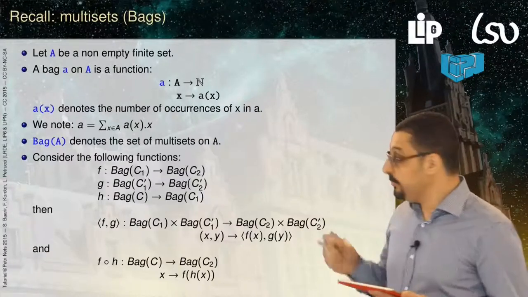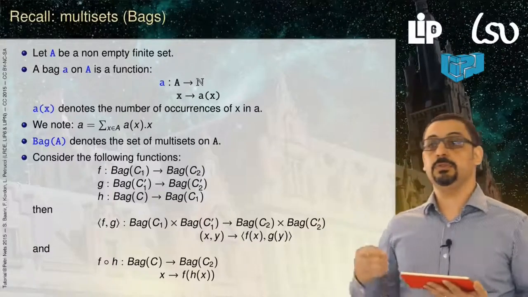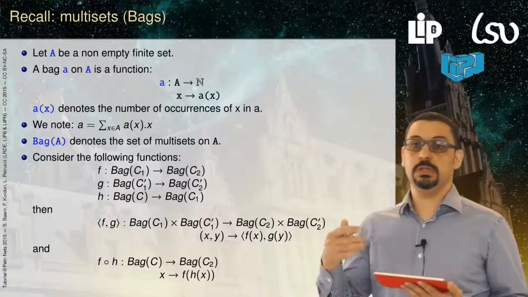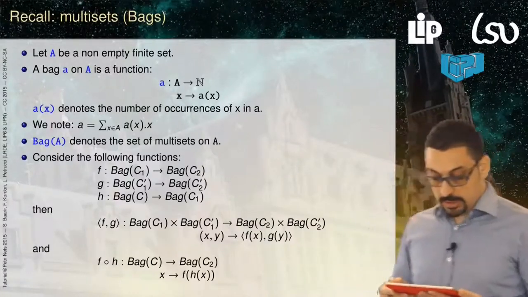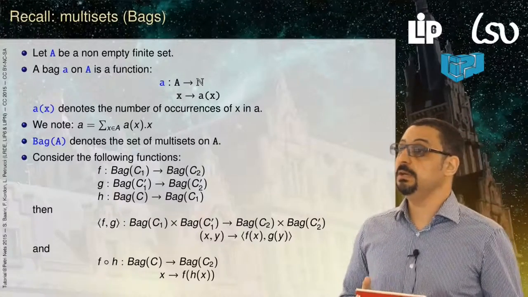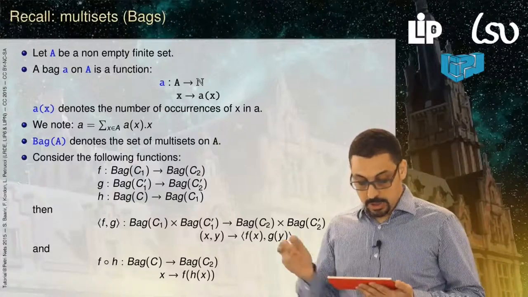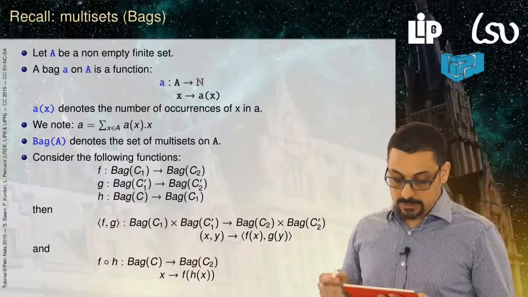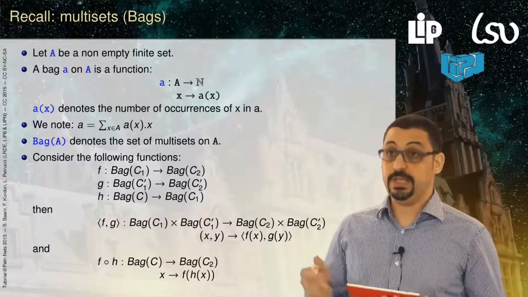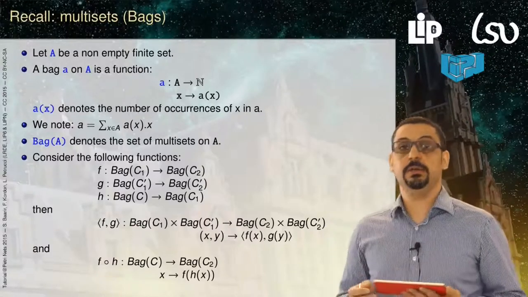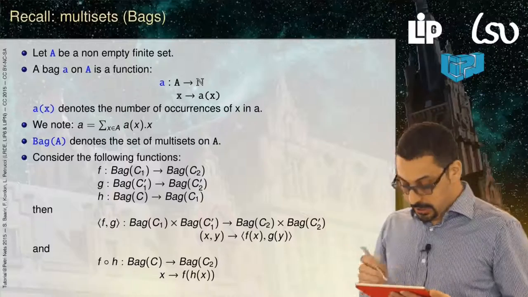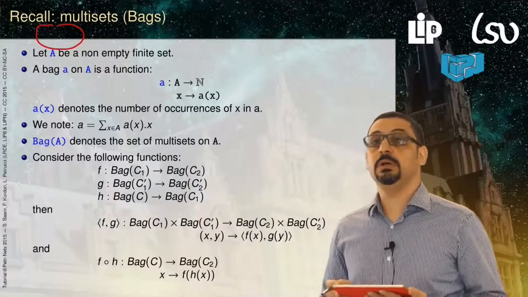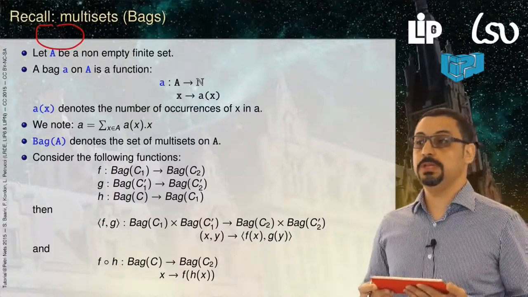Okay, but before getting deeper, we just have to recall some small notions that we will use in the whole presentation next. This notion is the notion of multisets, or bags, as the two are used. The notion of multiset is based on the definition of a set. First, let's have a non-empty finite set, here the set big A, and on this set we will define the notion of multiset.